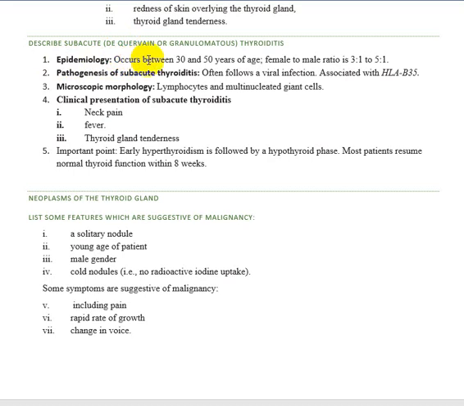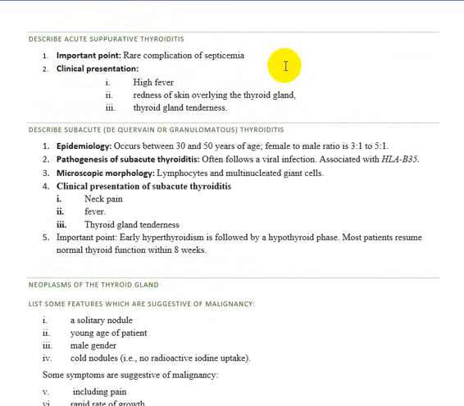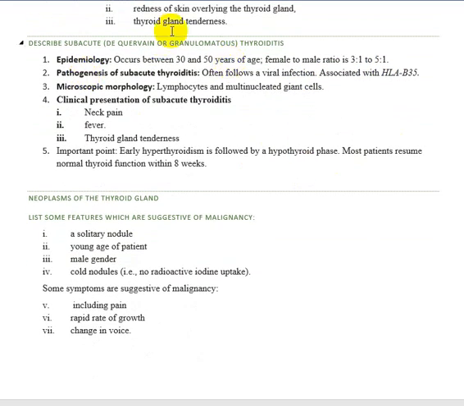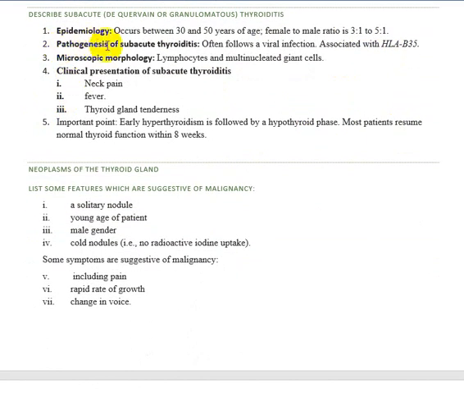Epidemiology: occurring between 30 to 50 years of age, female. Here they said 45 to 65 in Hashimoto, and in this case of subacute or de Quervain, they say 30 to 50 in females, with a female to male ratio still greater. So 3:1 or 5:1. So you can just take the ratio here of ages, 3:5. So you have 3:1 and 5:1.